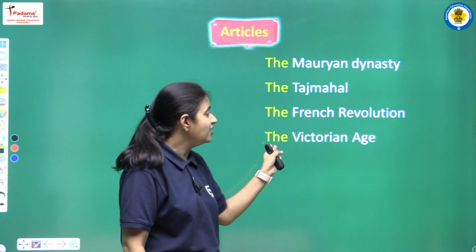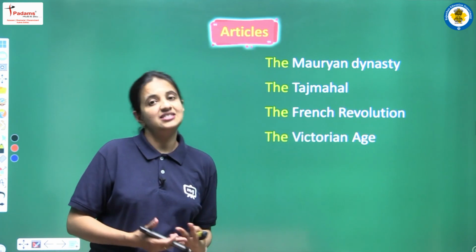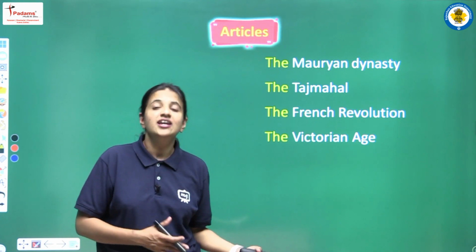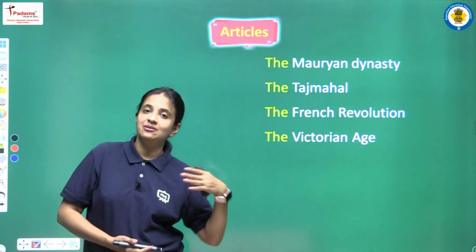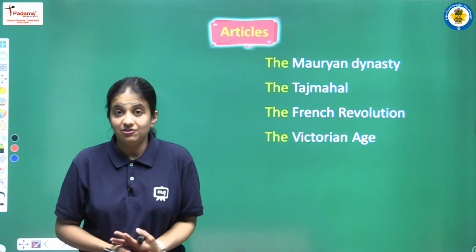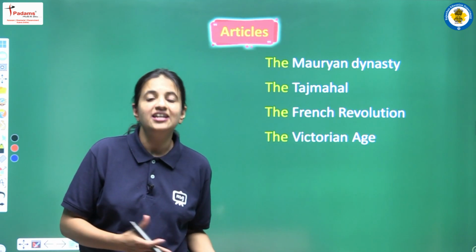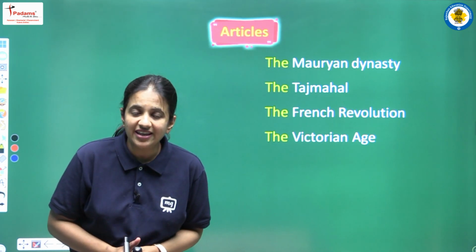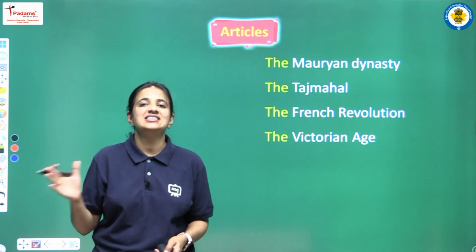Next, we are having the Victorian age. So this is historical period, or we can say historical age, right? So all the things that are related to our history, that can be any building, that can be any event, that can be any caste, empire, any dynasty. So all such important things if we are having, so before that we have to use the as an article.